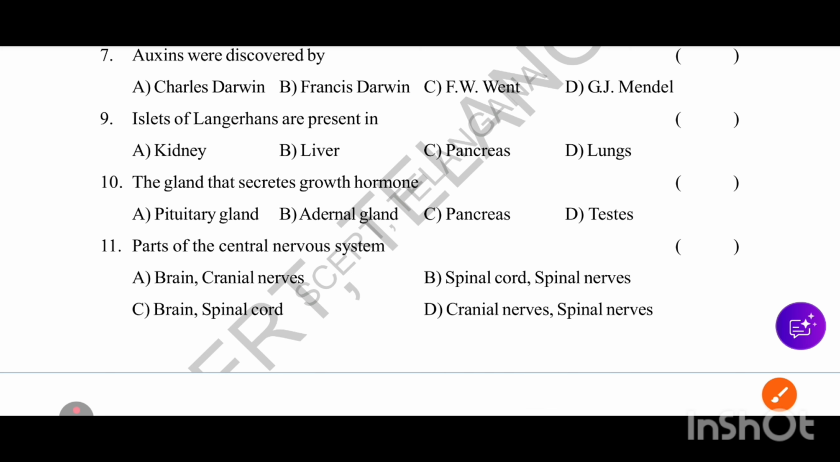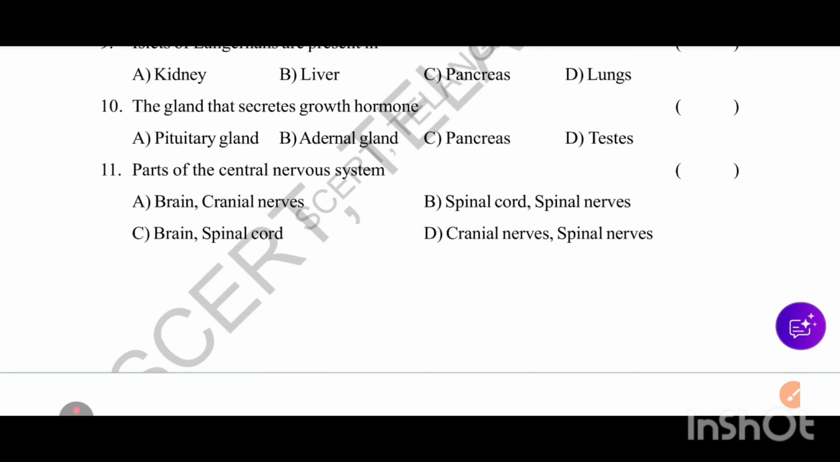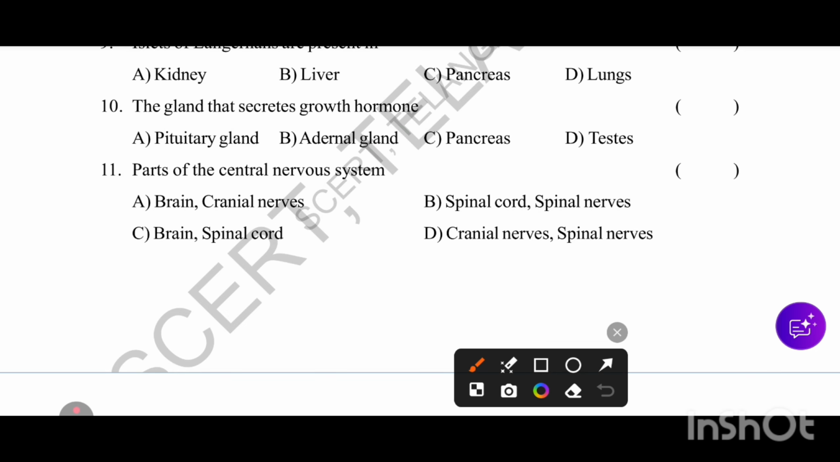Next, 11th question. Parts of the central nervous system are: brain and cranial nerves cannot be, because cranial nerves come under peripheral nerves, while the brain is part of the central nervous system. Spinal cord comes under the central nervous system, but spinal nerves come under the peripheral nervous system. Option C is brain, spinal cord, and this is the right option. Sir, why not D? Cranial nerves and spinal nerves come under the peripheral nervous system. So the right option for the 11th question is C.